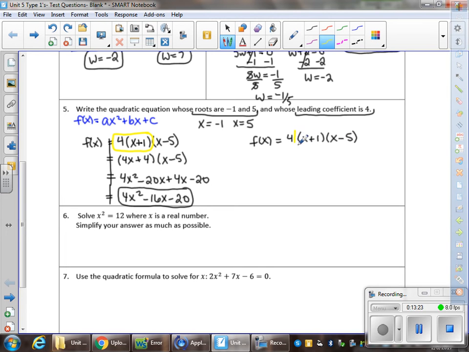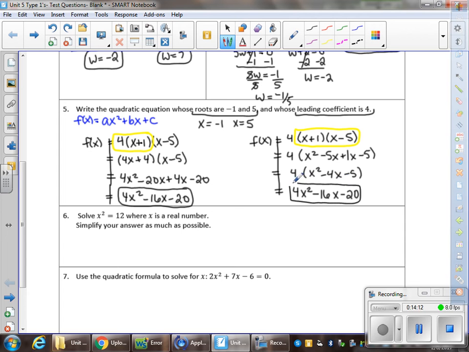Okay, option 2 is to multiply your factors first, combine like terms, and then multiply by 4. What would that look like? So the 4 stays. X times x is x squared, minus 5x, plus 1x, minus 5. Combine like terms. Now distribute the 4. 4 times x squared, 4 times negative 4, and 4 times negative 5. Notice we got the same answer. So this is completely up to you. Option A, option B, they both work.